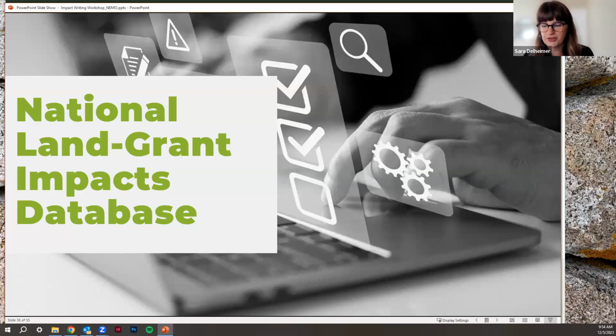So now we're going to dig into the National Land Grant Impacts Database, and look at how that outline and those principles that I shared apply to this specific database and format. I believe quite a few of your institutions are already using it. If you're not, maybe you've heard about it, hopefully, but aren't quite sure what it is or how to use it. And the idea behind it is really not to give you more things to keep track of or more things to do. It's really to take advantage of and leverage existing stories and platforms.